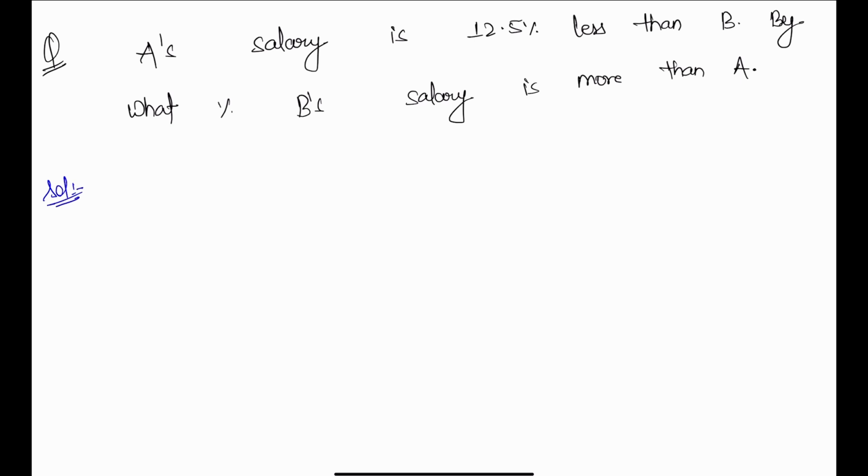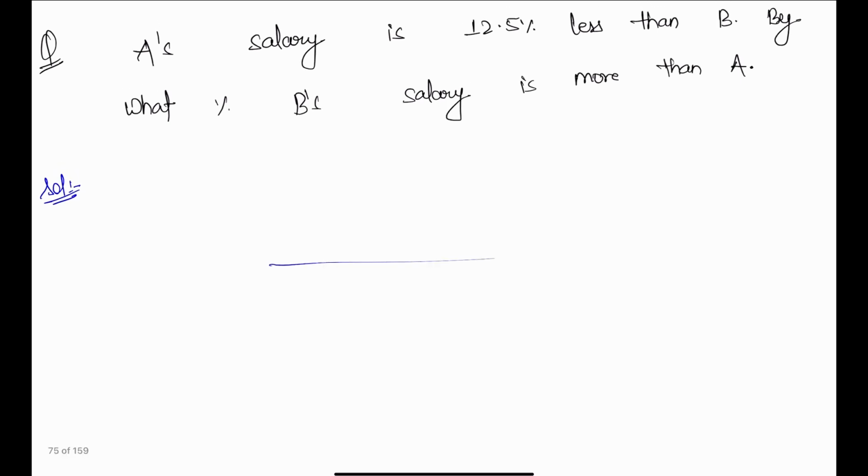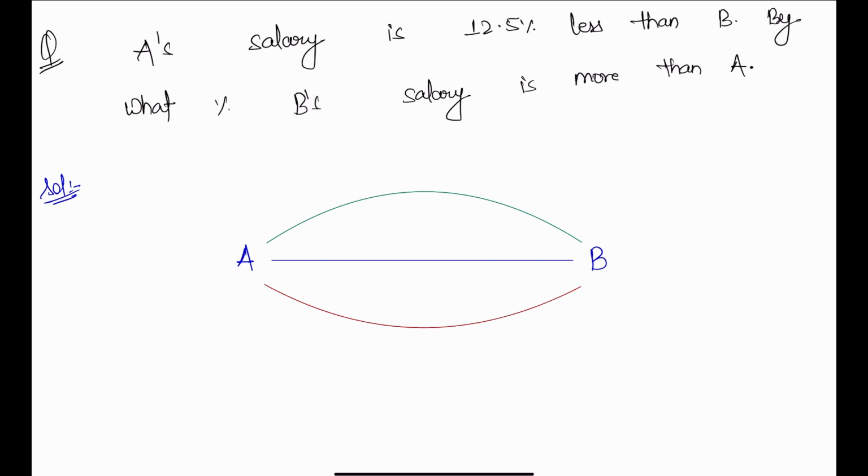So we know that A's salary is less than B. So B will be here, A will be here. A's salary is less by how much percentage? Greater will always be above and lesser will always be below. This we need to remember. Green always depicts higher, red always depicts lower, which means less. So A's salary is 12.5% less.